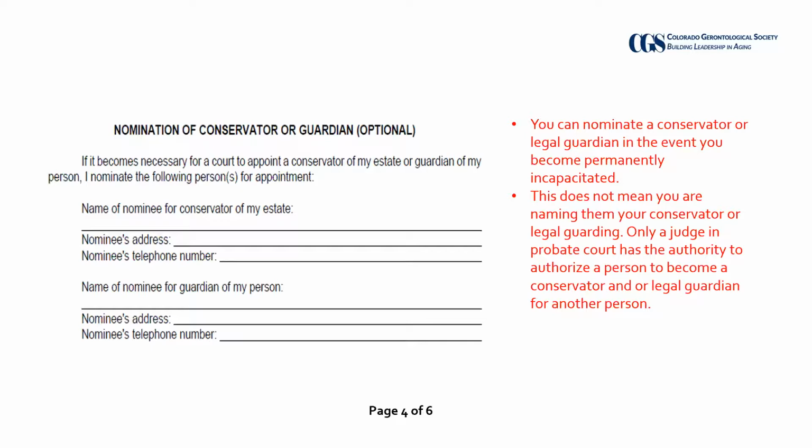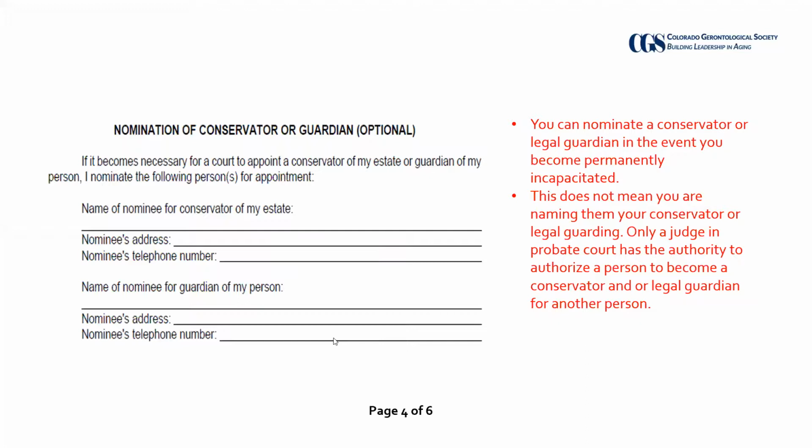This is who I would want to be my conservator. This is who I would want to be my guardian. Okay. And remember, you're just nominating, you're not appointing. Here you would say who the person is. The first one is for conservator. You would put their full address and full phone number. You could have the same person for a conservator or guardian, or you could have two different persons. So if you have a different person, you would put their full name here, full address, and full phone number.